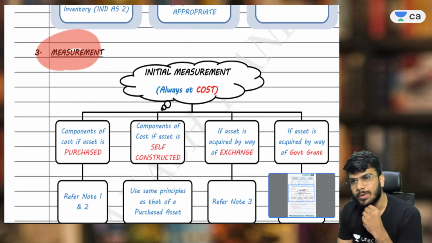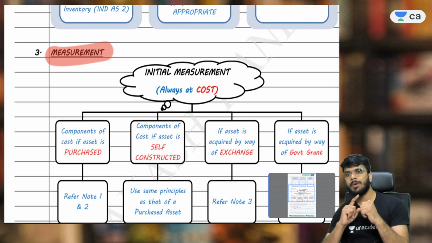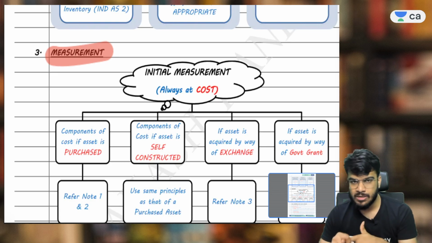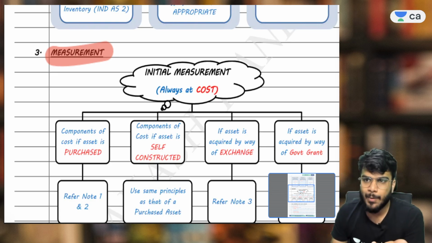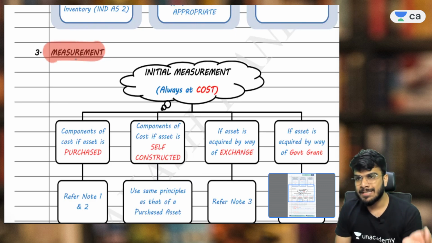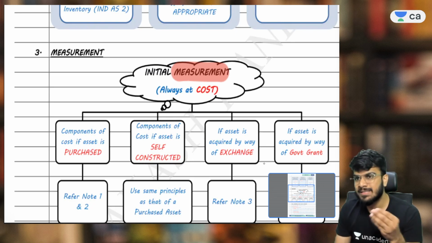Now let's move on towards the measurement criteria. Under Ind AS 16, the first point which we studied was definition. The next point which we studied was recognition criteria. The next point which we are going to discuss is measurement. Measurement can be classified into two parts: one, initial measurement; the other, subsequent measurement.